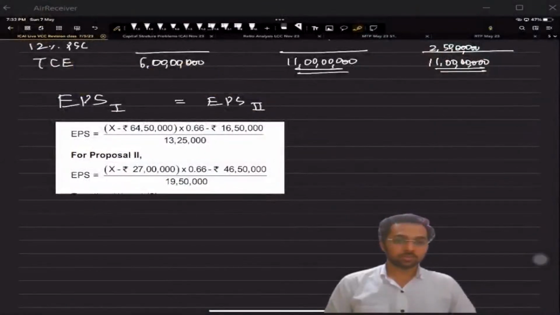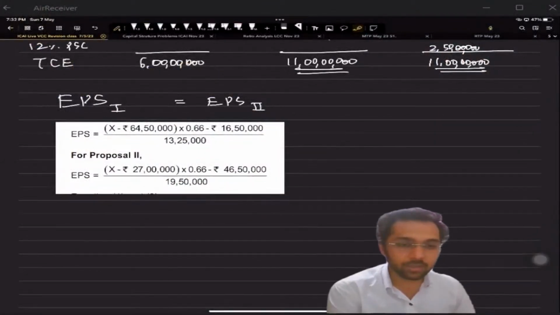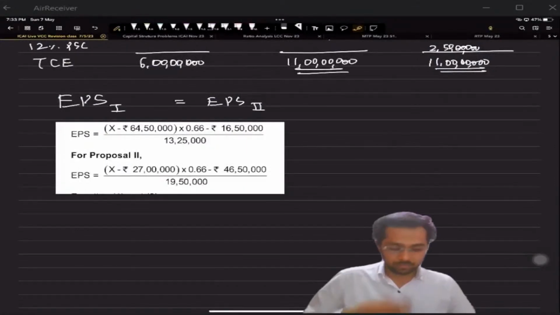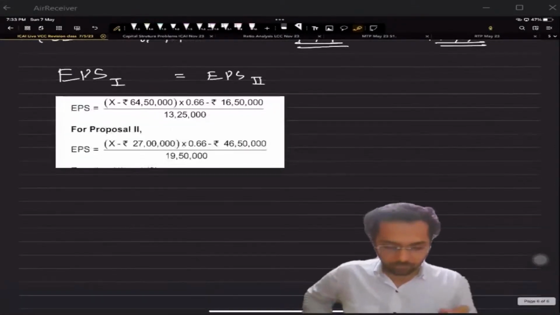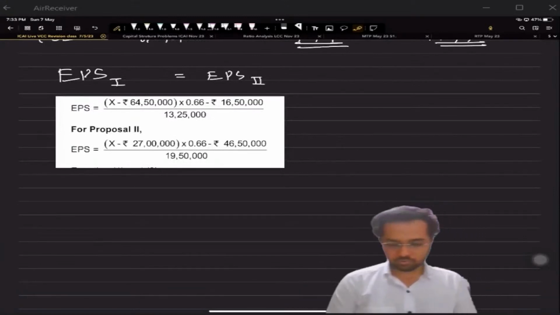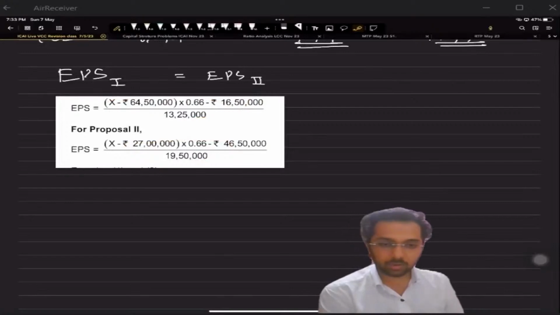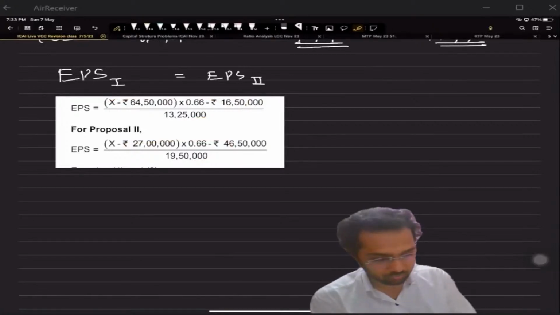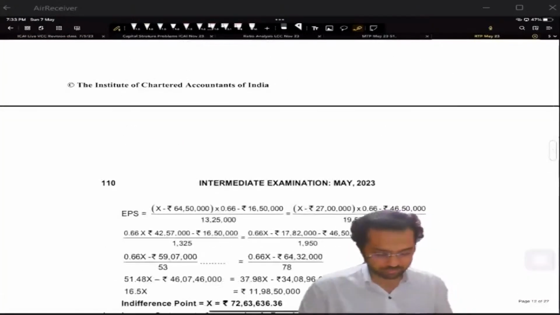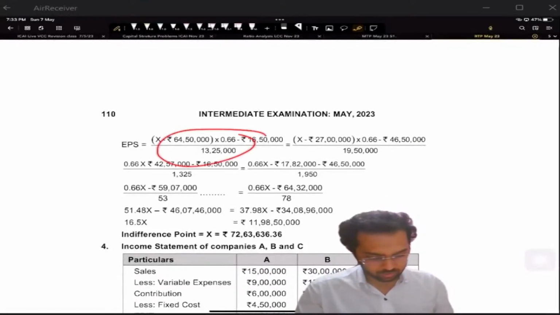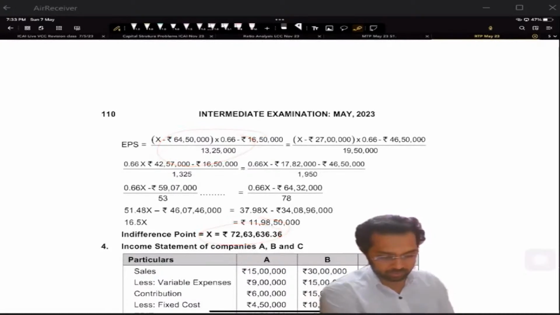Okay. So welcome back, guys. After the break, I hope you might have solved this question. In the break, I've asked you to solve it simultaneously. I hope you're able to crack it, right? So it was just simply equating, and X value should be getting it as 72 lakh 63,636.36.